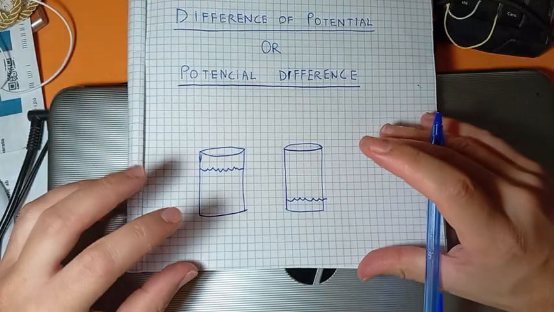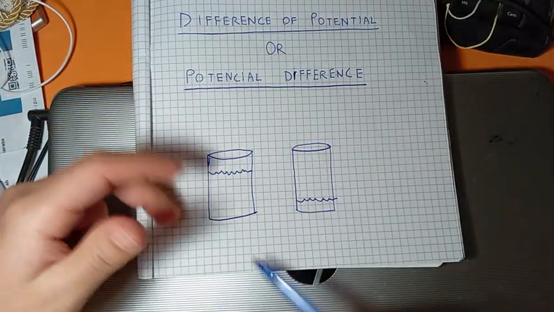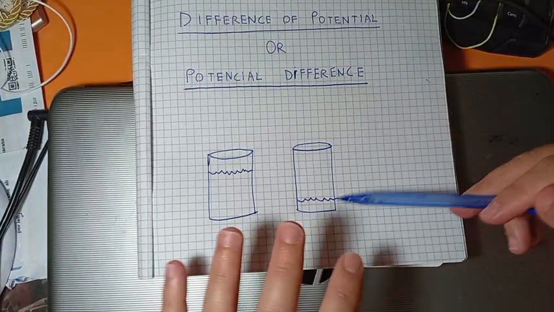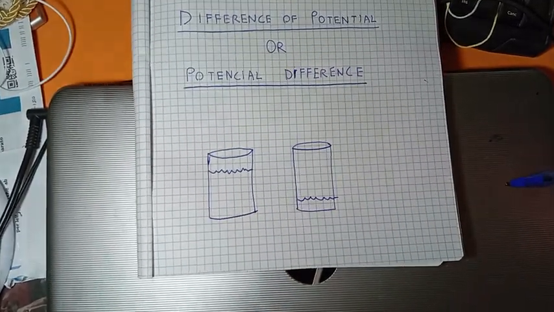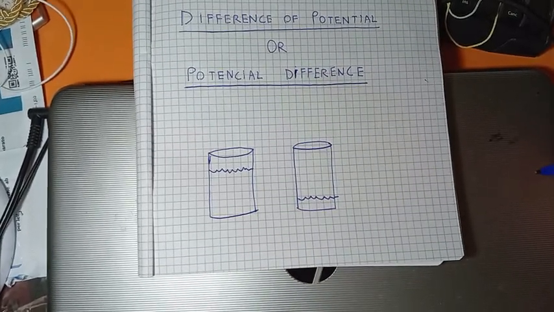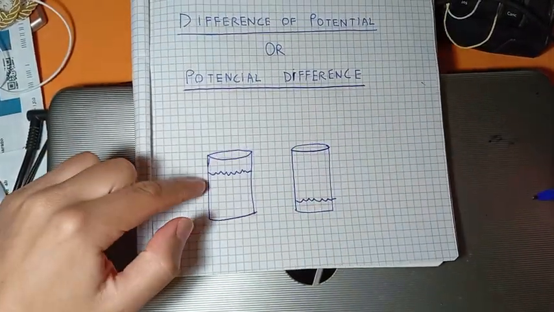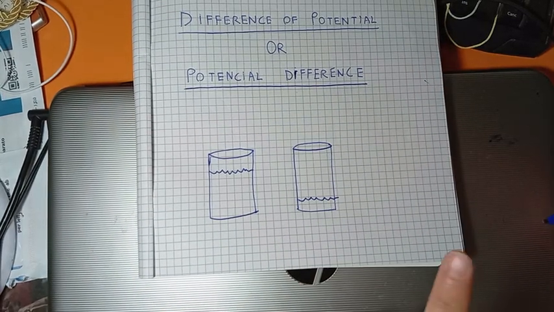So I have these two vases, they are full of water, but this one is full of water till this level, full enough. And this other one just has a little water, just this water. Now, as long as they are not in contact, nothing really happens. They are separated, but you can see they have a difference of water level. They have a difference of potential.